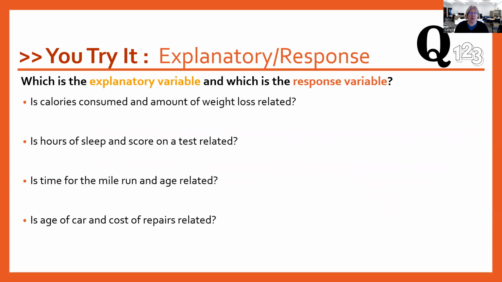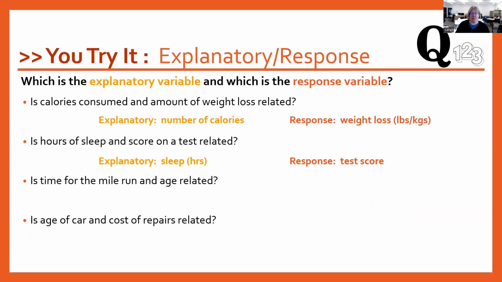Are calories consumed and amount of weight loss related? So calories consumed will be our explanatory, and then our response is the weight loss. Hours of sleep and score on a test. So hours of sleep will be our explanatory, because you got to sleep before the test. So that would make my response the test score.